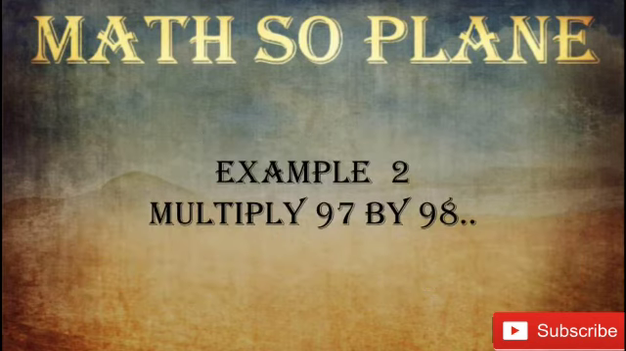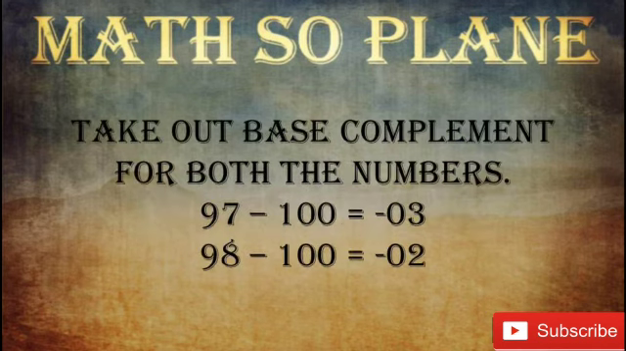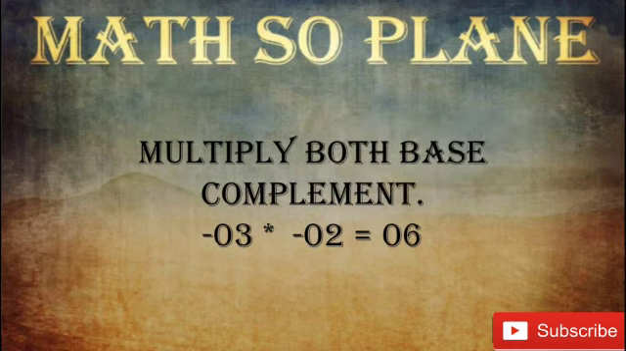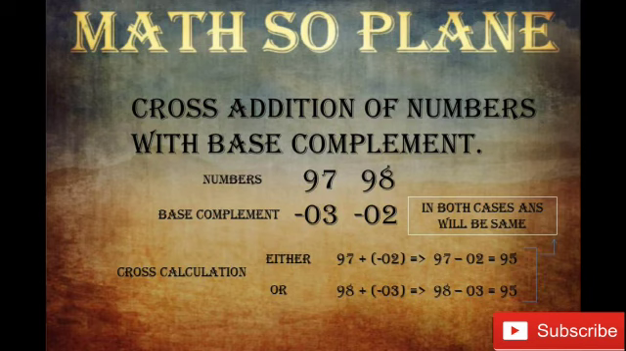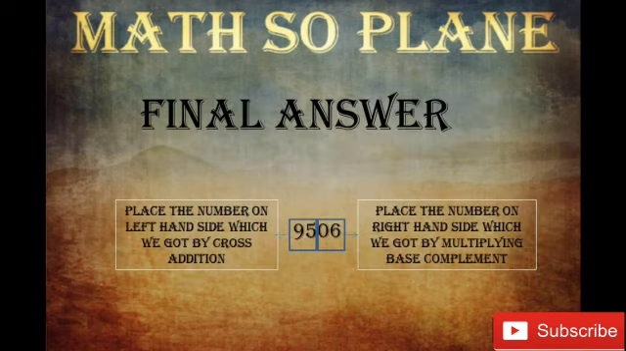Now examples like this will tell you how much time you can save using this trick. So let's try 97 into 98. Here base complement for 97 is minus 03 and for 98 is minus 02. Now on multiplication we get 06. Note that it is 06 and not just 6. On cross addition we get 95. Thus the final answer is 9506. Look how fast and simple it was. I hope you're beginning to appreciate the presence of an extra option for multiplication.